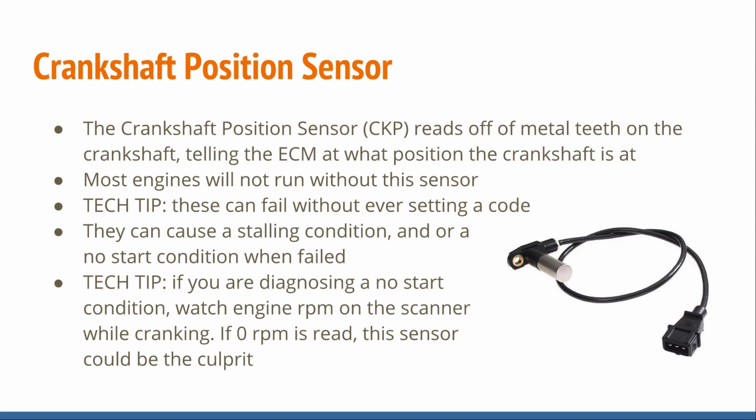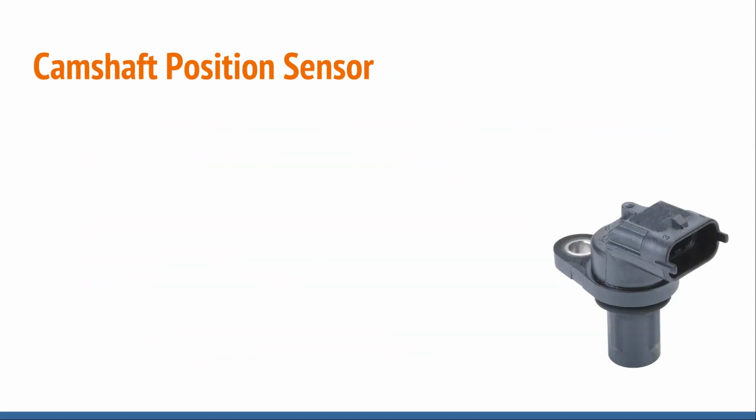So another tech tip, say a vehicle does come in with a crank no start condition. Sometimes you can hook up the scanner and watch engine RPM on the scanner while cranking. If you're cranking the engine over and you've got the scanner hooked up and it's reading 0 RPM, now you might be onto something. This sensor could be a culprit. If you crank it over and it says, okay, I'm cranking at 380 RPM, most likely that sensor's okay. That's just a real quick test.